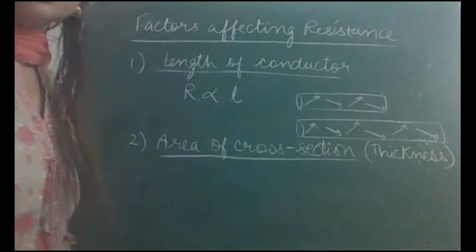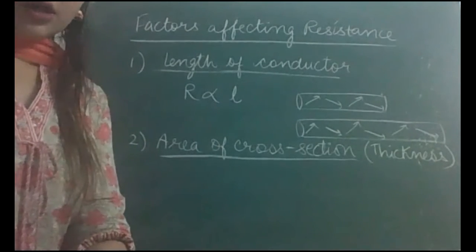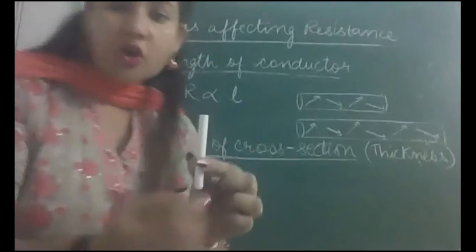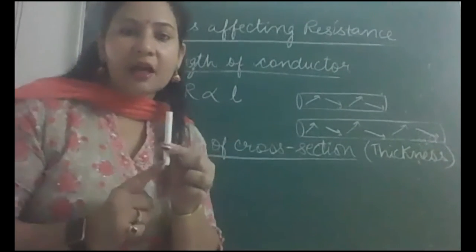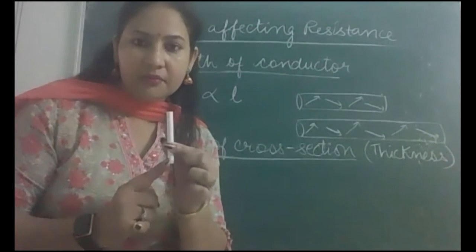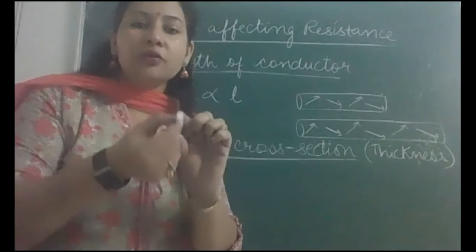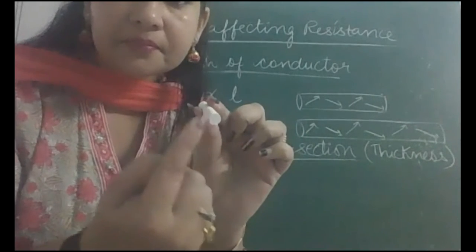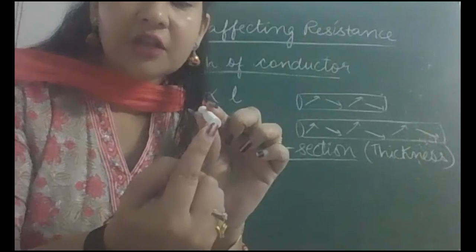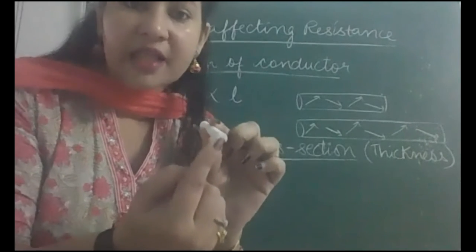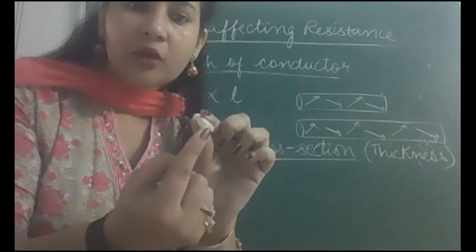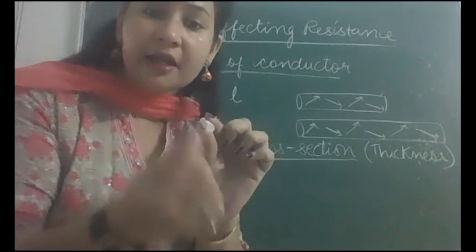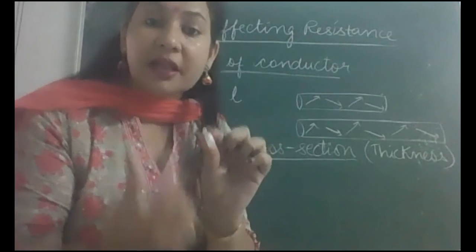Suppose I show you a chalk. This chalk is cylindrical. What is its area? 2 pi r h. But when I talk about its cross section, it is circular. So area of cross section will be pi r square, same as that of a circle. So if the chalk or wire has a greater area of cross section, that means it's thicker.